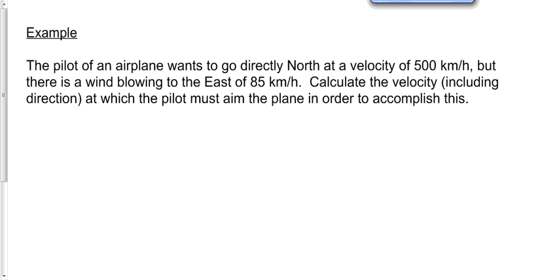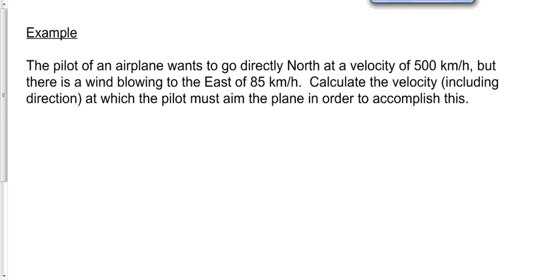This one says the pilot of an airplane wants to go directly north at a velocity of 500 kilometers per hour. So it's like the pilot leaves Calgary, wants to go to Edmonton at 500 kilometers per hour, but there's a wind blowing to the east of 85 kilometers per hour. So the wind is going to blow the pilot off course, right? We want to know where the pilot of the plane must aim or must head in order to go straight north. We want to go north, but we can't aim north because the wind's going to blow us off course. If we want to go north, then we got to aim somewhere else to compensate for the wind that's blowing to the east. Where do we have to aim? With what velocity and what angle do we have to aim at?